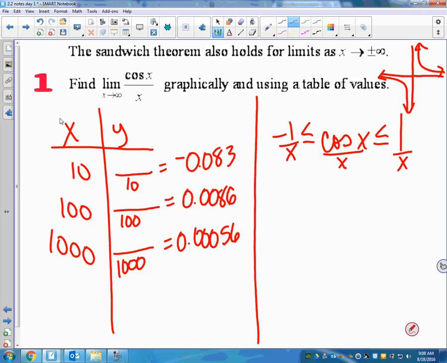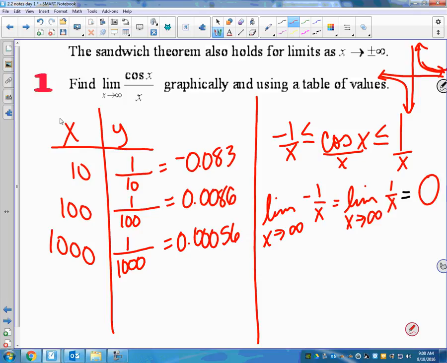If we were making a table for 1 over x, you would get 1 over 10, 1 over 100, 1 over 1,000, 1 over 10,000. But hopefully you realize that as x gets bigger and bigger, that y value is getting closer and closer to 0. And the same thing's happening on this side. As x is getting towards negative infinity, it's getting closer and closer to 0. So we could say the limit as x approaches infinity of negative 1 over x equals the limit as x approaches infinity of 1 over x, which equals 0.